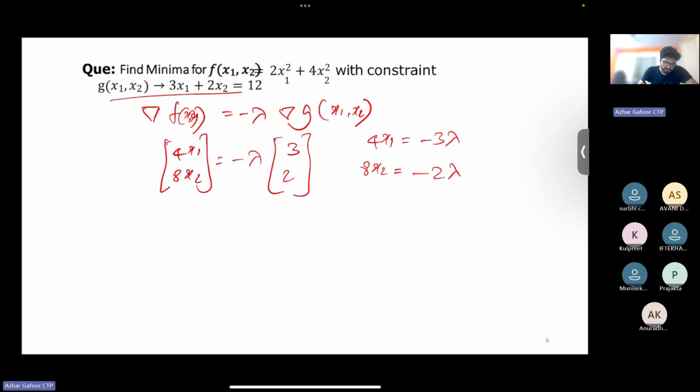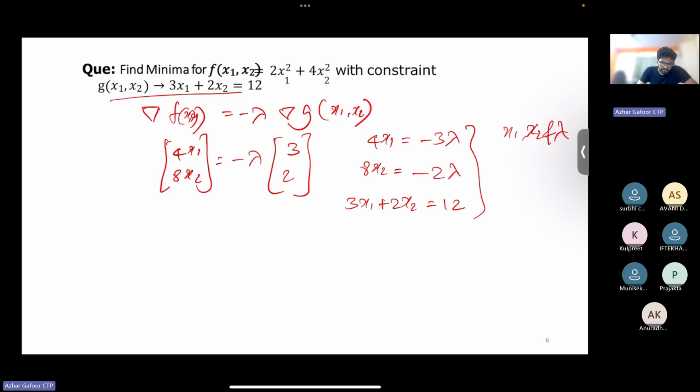And we also have the constraint, that is 3x1 plus 2x2 is equal to 12. So let's see how many equations we have. We have three equations and three unknowns: x1, x2 and lambda. Now we just have to solve these equations.